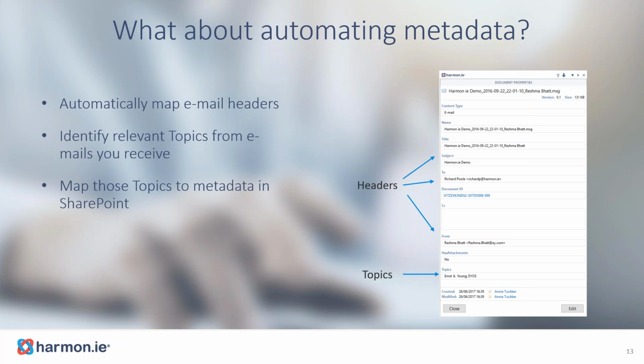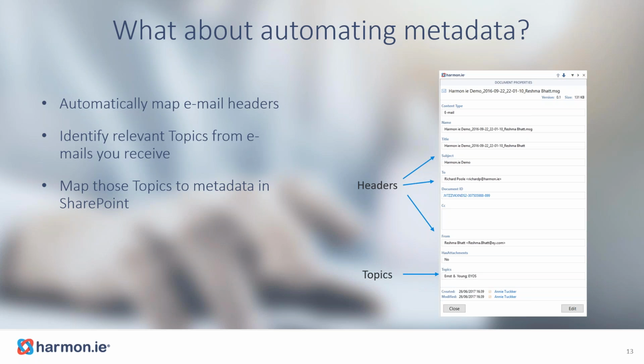Taking that to the next level of automation, what about automating the metadata? Now, we've talked a little bit about capturing the kind of email type metadata, so the headers, the subject, to, from, etc. And Harmony automatically pulls those across according to the mappings that you create. We saw an illustration of that earlier.